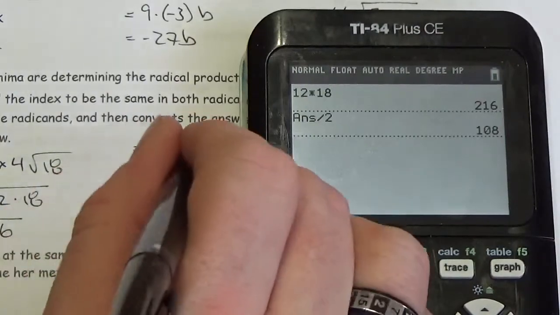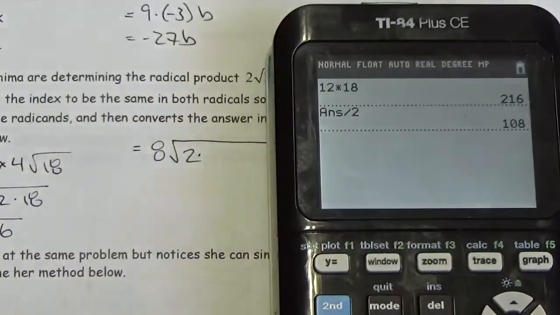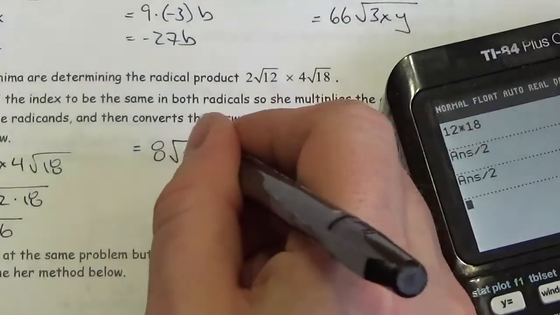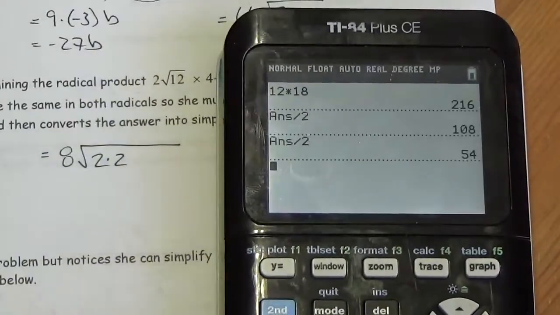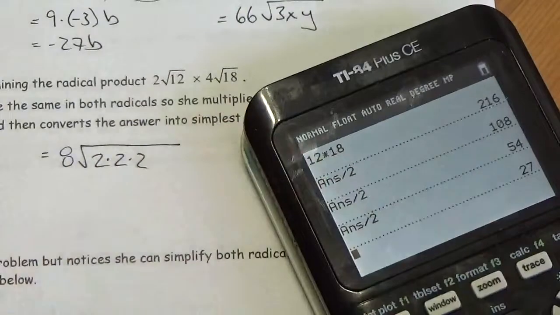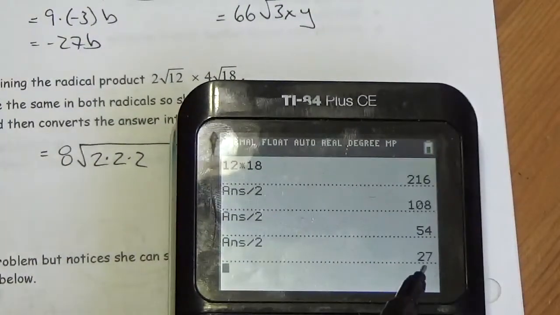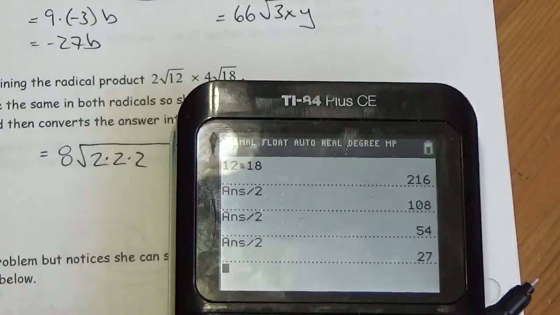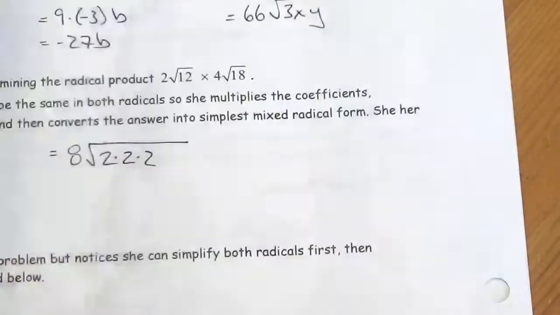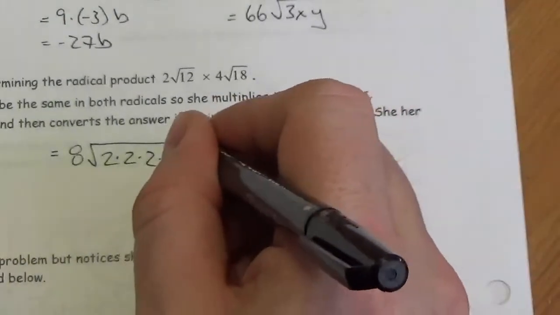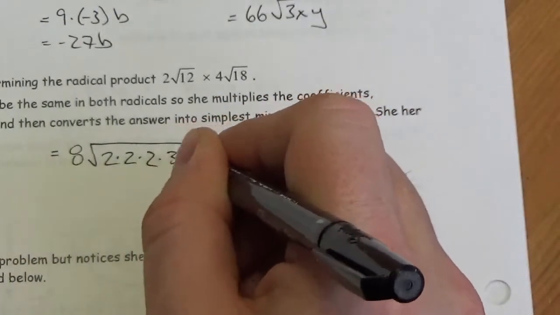I know it's divisible by 2. That's 108. I know 108 is also divisible by 2, so I'm going to put another 2 there. That leaves me with a 54. Well, I know 54 is divisible by 2. Oh, that leaves me with a 27. Okay, this is good because I know 27, because of past dealings with it, is 3 times 3 times 3. So I can take 27 and just rewrite it as 3 times 3 times 3.